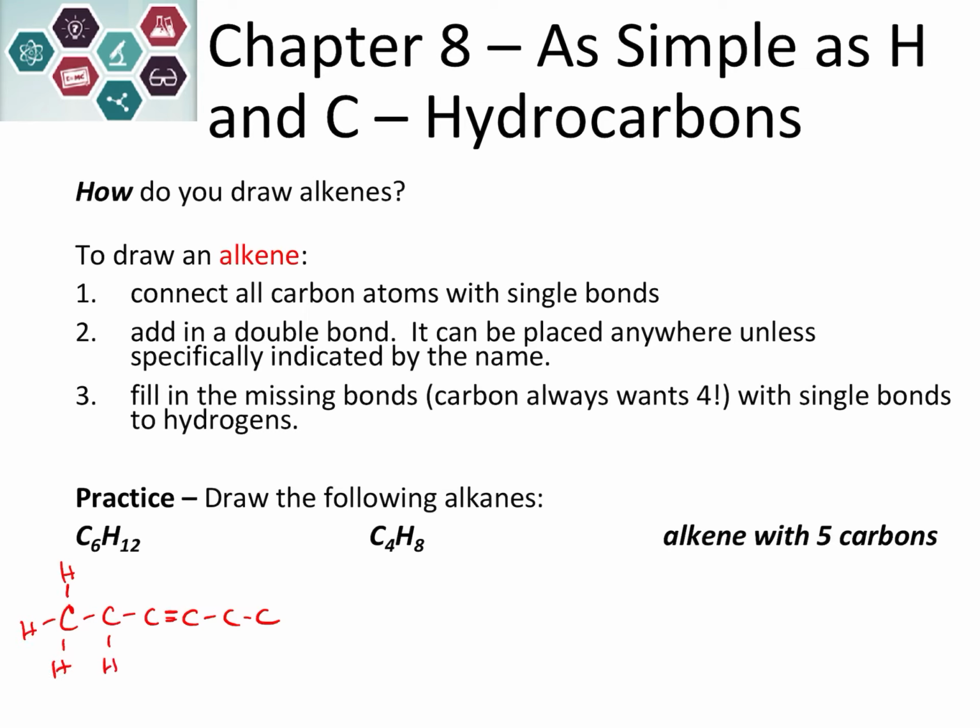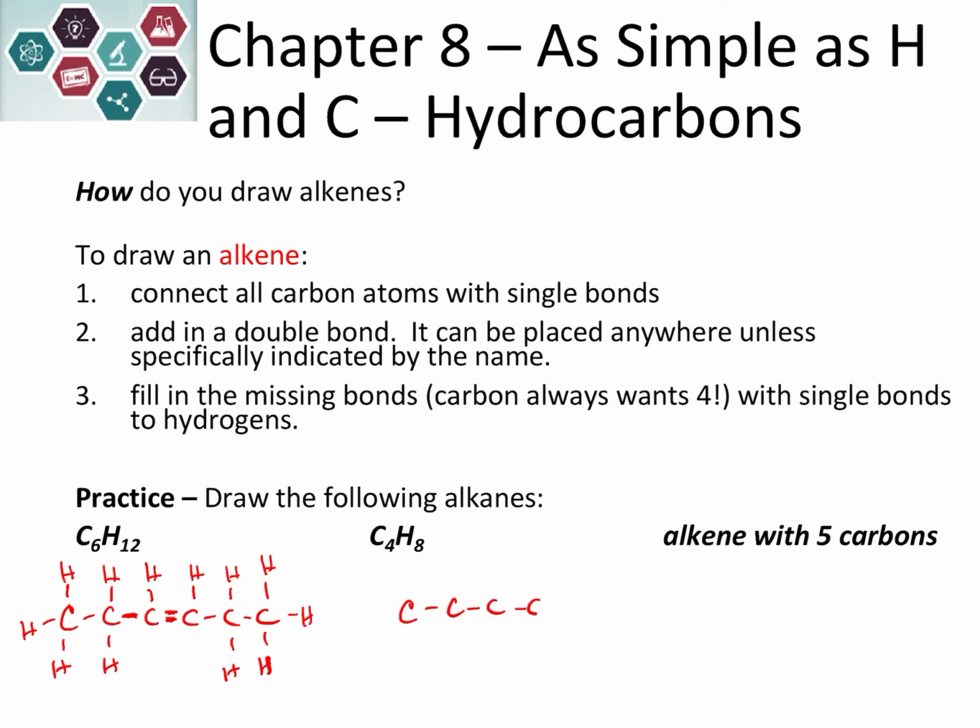This next one needs 2. The next carbon already has 3 bonds, so it only needs 1 hydrogen. Same for the next one. Then we're back to a carbon with 2 bonds, so it needs 2 hydrogens. And the one on the end needs 3. So that's one example. You could have that double bond anywhere along the chain.